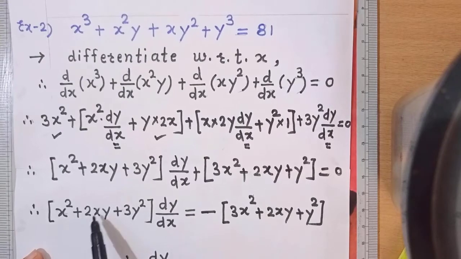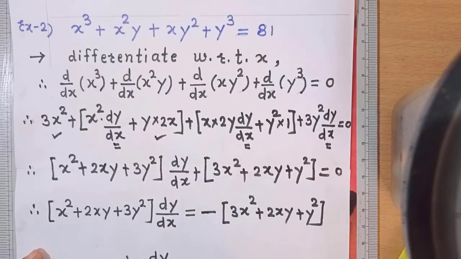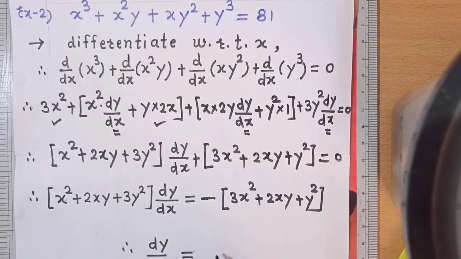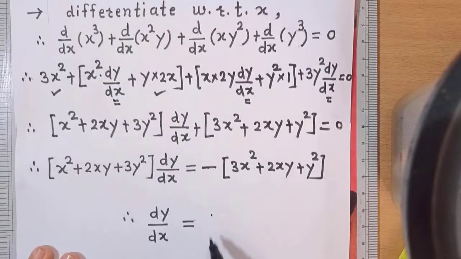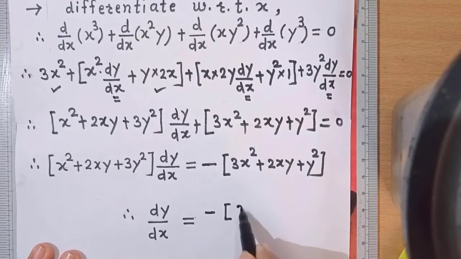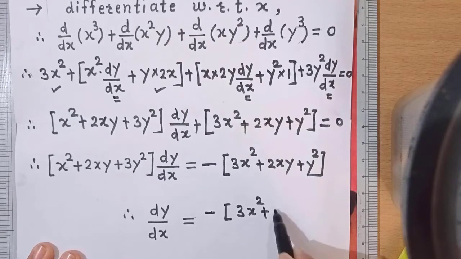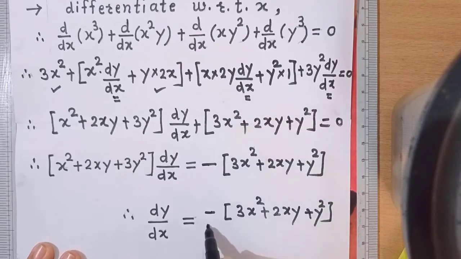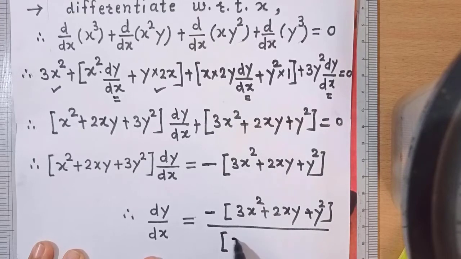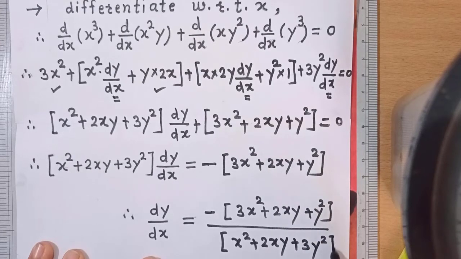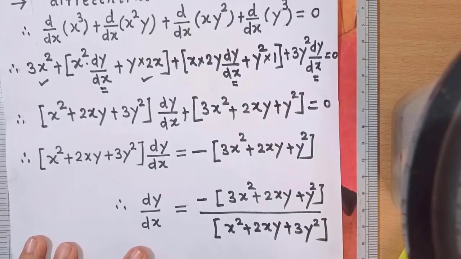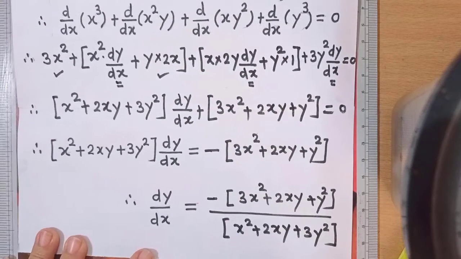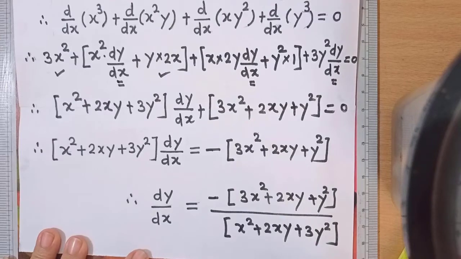And now move this bracket to the right hand side, it will go in the denominator. So the final answer is minus, write down first the numerator, 3x square plus 2xy plus y square, and upon x square plus 2xy plus 3y square is the final answer, and you have to solve the remaining examples in the same way.